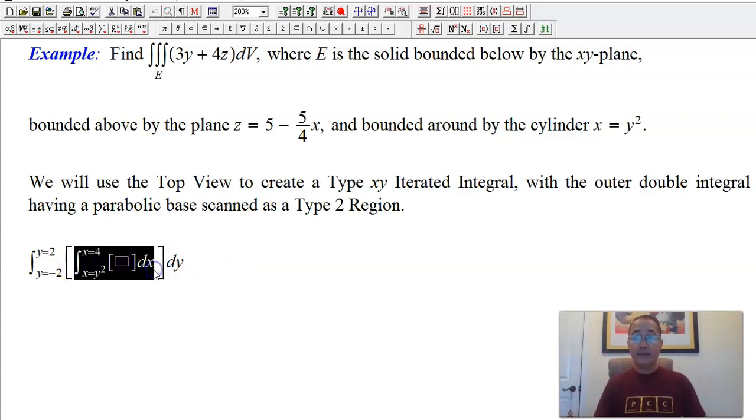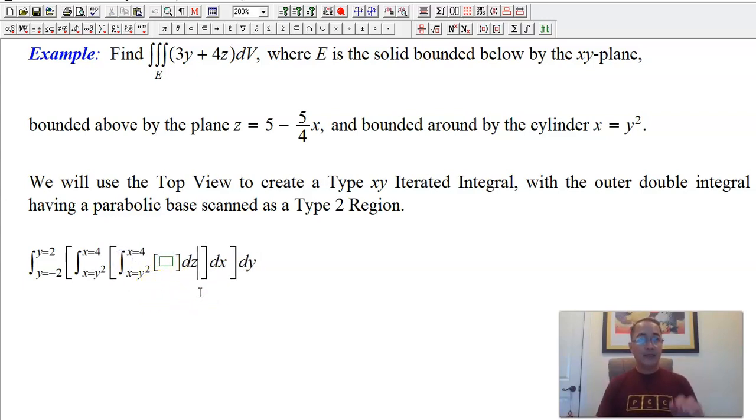We still have the inner integral. We have one more level, and that's now going to be dz. So we will have z up here and z down here. We still have to fill that in. We do know the function, which is 3y plus 4z. We are missing the lower and upper limits.